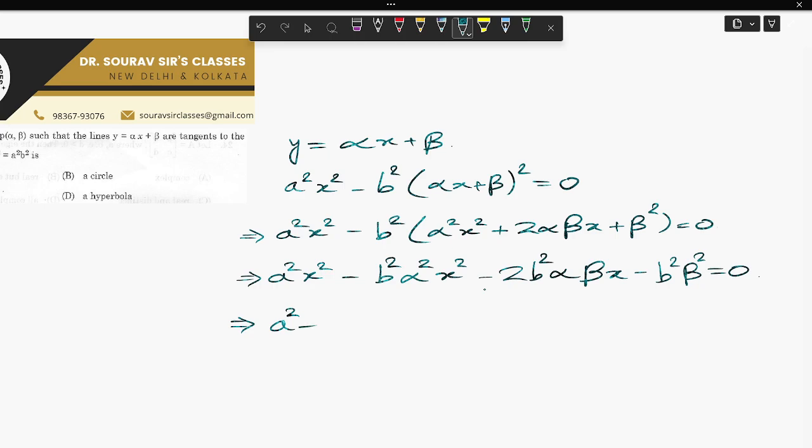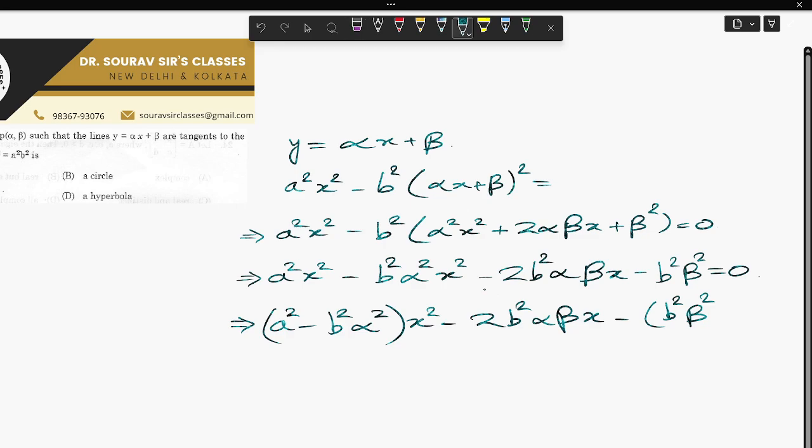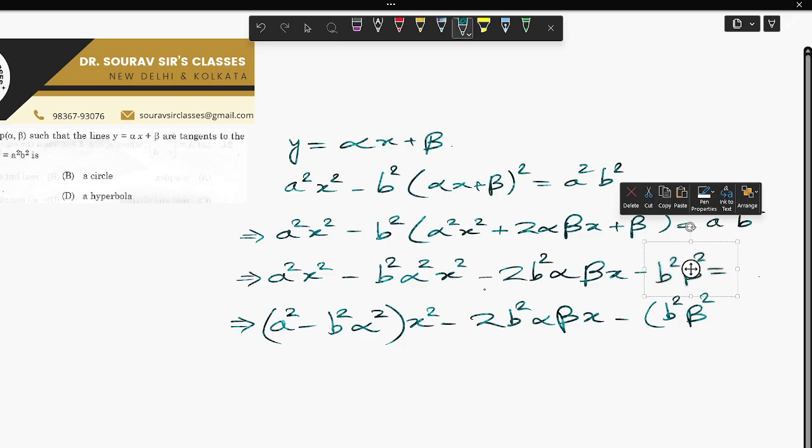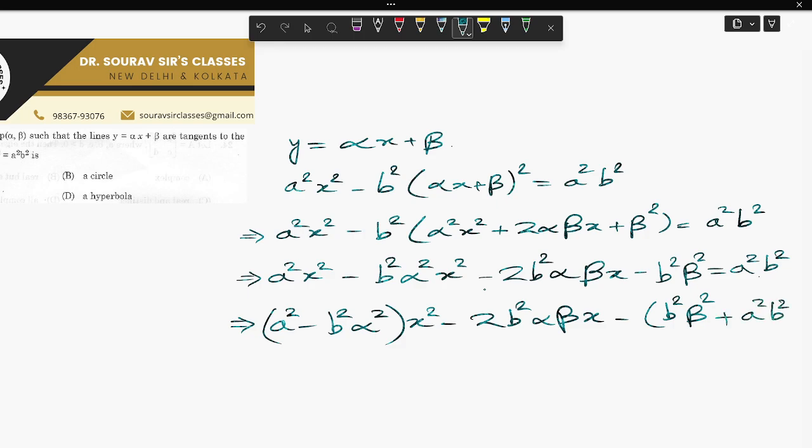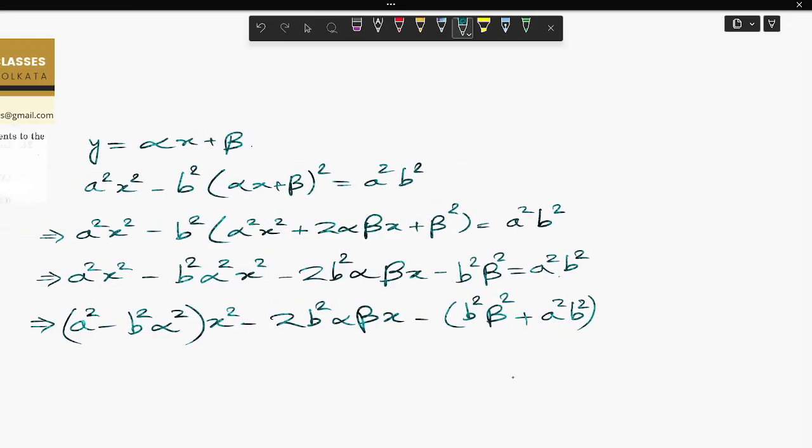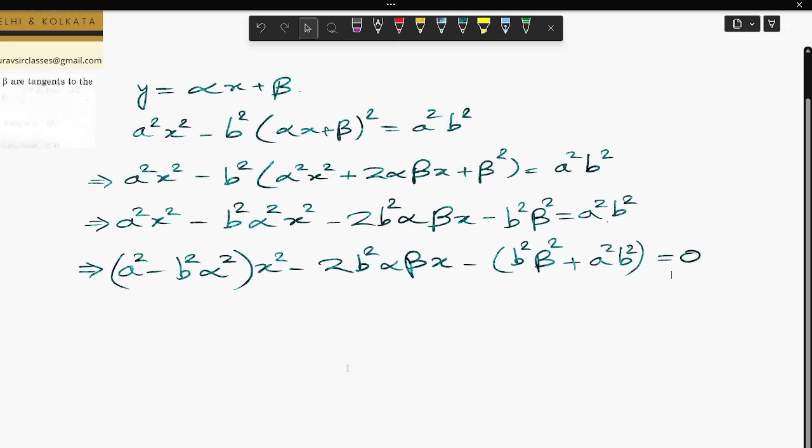Then we will take the common parts of our coefficients of x square, so we will get this. And this is my coefficient of x, and the constant term will be, I think I am missing something. Yeah, that will be a square b square. I wrote 0 here, so no. That will be a square b square.